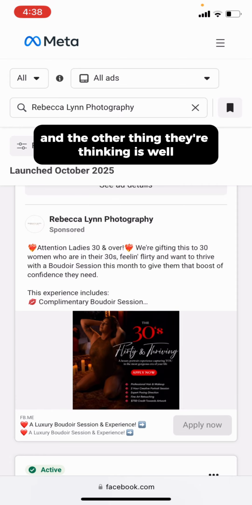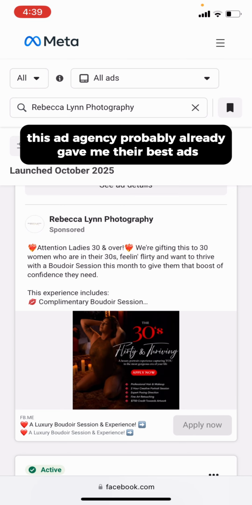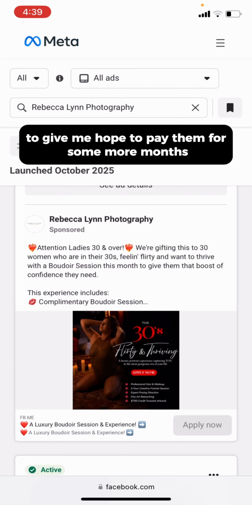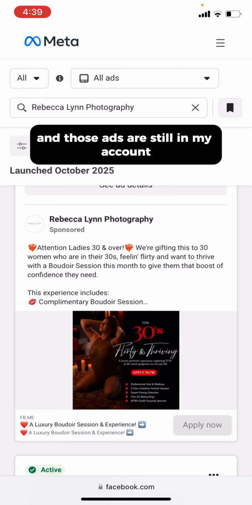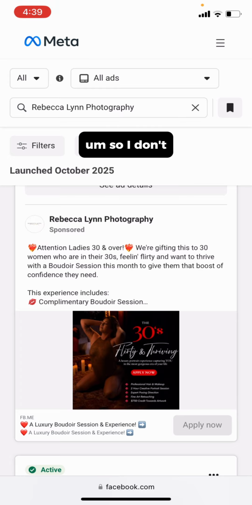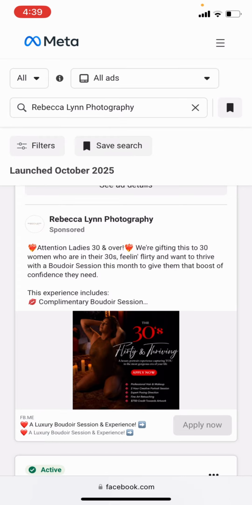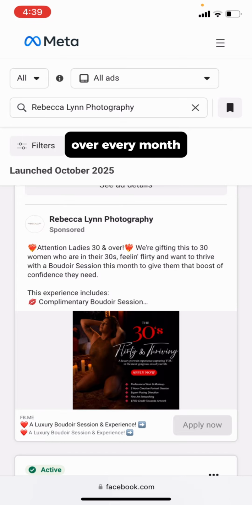And the other thing they're thinking is, well, this ad agency probably already gave me their best ads in my profile at the beginning to get me hooked to pay them for some more months. But I can just cut ties with them right now, and those ads are still in my account. I can just leave them on and running, so I don't even need to deal with this agency anymore. Why am I still paying them to give me worse and worse results every month?